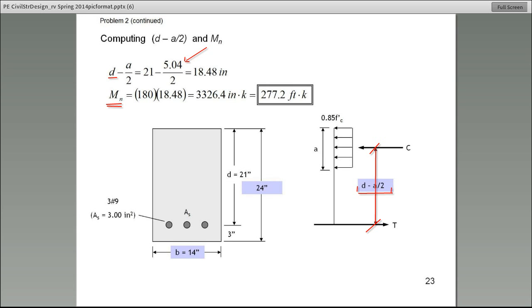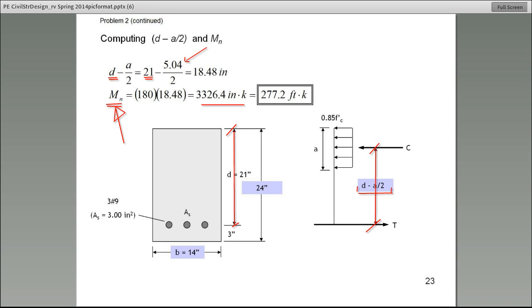The other thing that I've told you, but I want to make mention of it again, D is the distance from the compression side, the top side, to the center of the reinforcing bar. All right? So that's D. That's why we're using 21. Once we get that moment arm, then it's easy to calculate the nominal moment. Nominal moment would be equal to either the large T or the large C, because they're equal, multiplied by the moment arm.